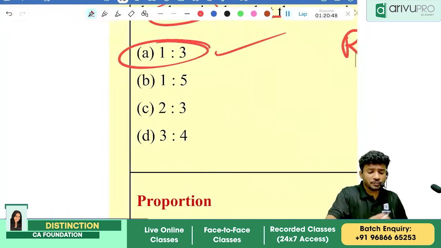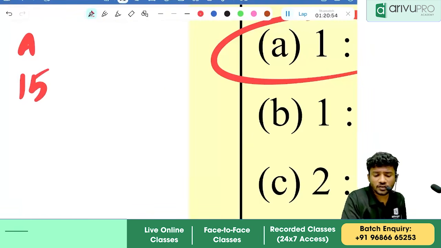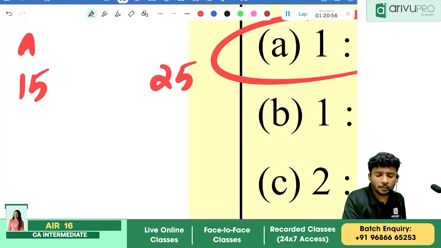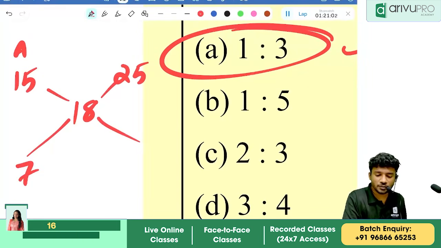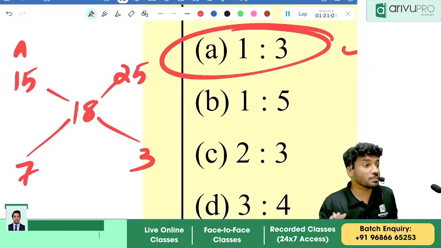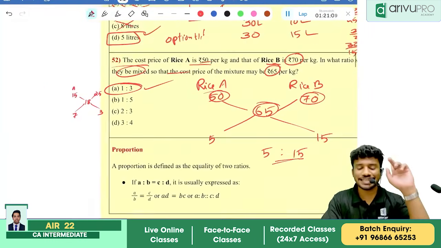Now I will tell you how it works. They will say the first set is having an average of 15. Then the second set is having an average of 25. Their combined average is 18. Then what is the ratio between them? Same method we will use. 7 is to 3. Using the same thing, we can solve that type of question also. Okay. This is called allegation.